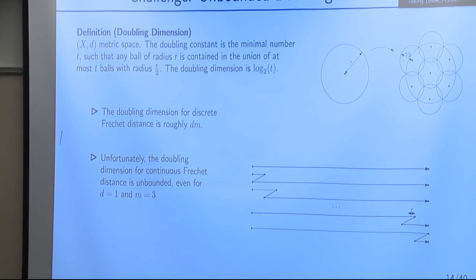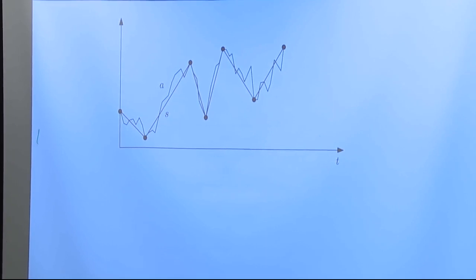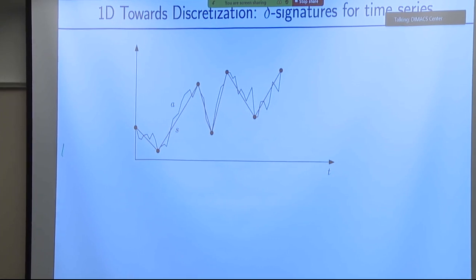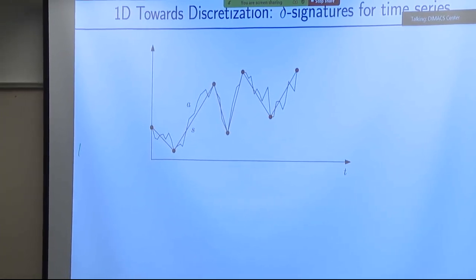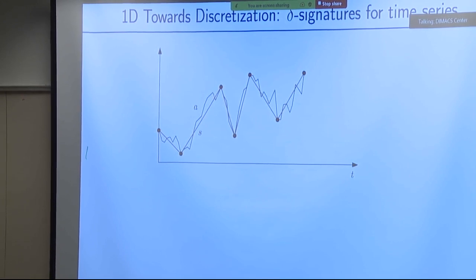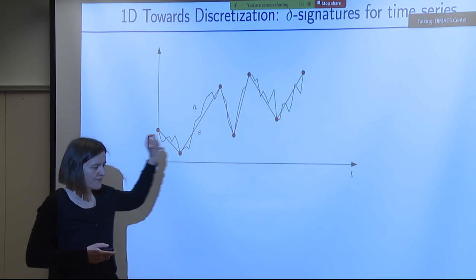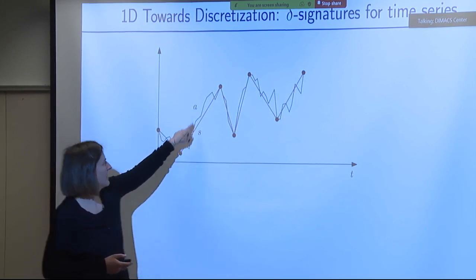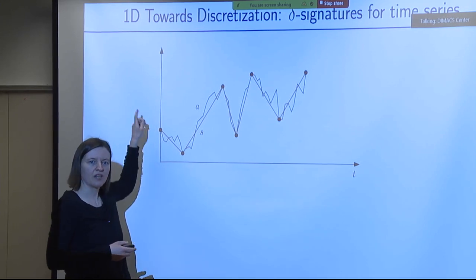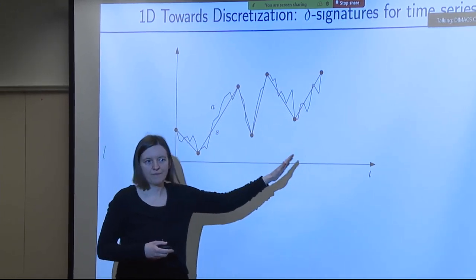Okay, so I already alluded to the fact that we can use this discretization approach in 1D, but we use a special type of simplification, which are called signatures. Here we have a one-dimensional curve, A, and I draw it like a function graph. It just goes back and forth on the line, but to be able to see what the curve does, we draw it like a function graph.